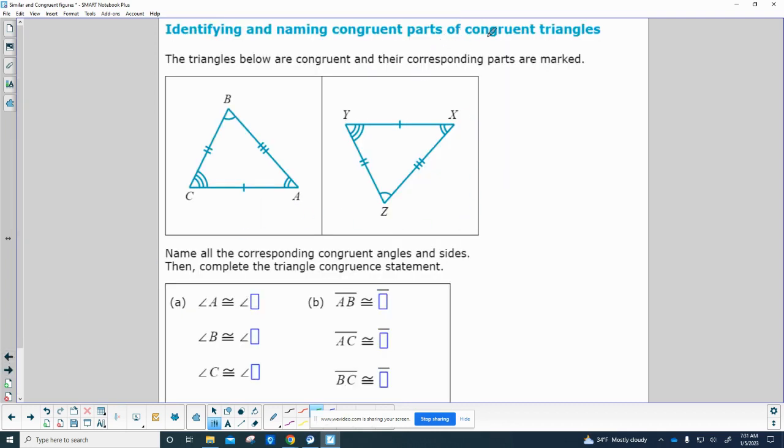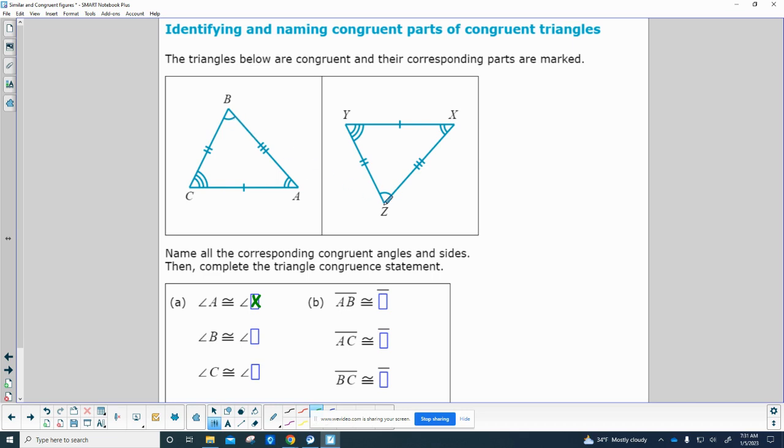Identifying and naming congruent parts of congruent triangles. The triangles below are congruent and their corresponding parts are marked, which means that all of the same sides have the same marks in them, or the same angles have the same marks. So if we look at, for example, angle A, it has 2 lines in it right there. All we have to do is come over to the other triangle and find that angle X also has 2 lines. So we're going to put an X in that box.